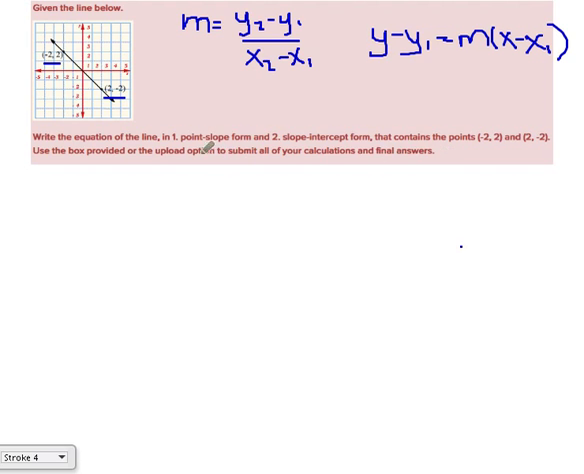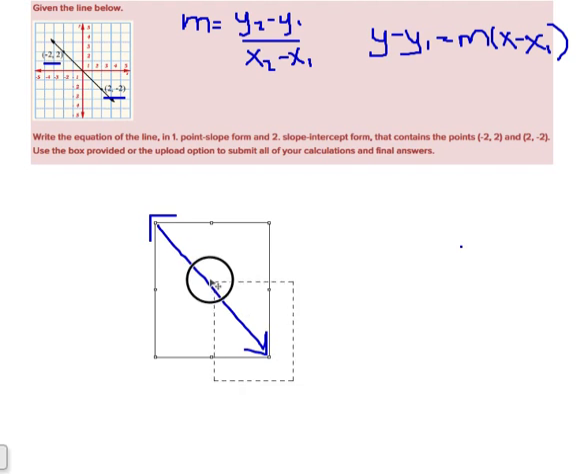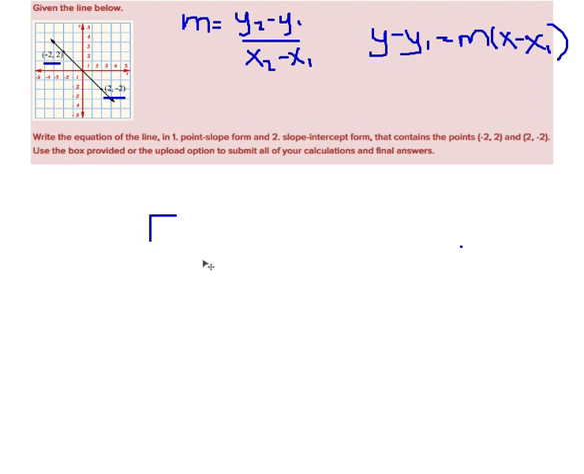So the first thing we want to find is the slope. Now, if I look at this line, I can see that the line is going down if I look at it from left to right. So I know right away that my slope is going to be negative. So when I solve this, I'm going to make sure that I get a negative slope. So let's see, I've got these 2 points to work with.